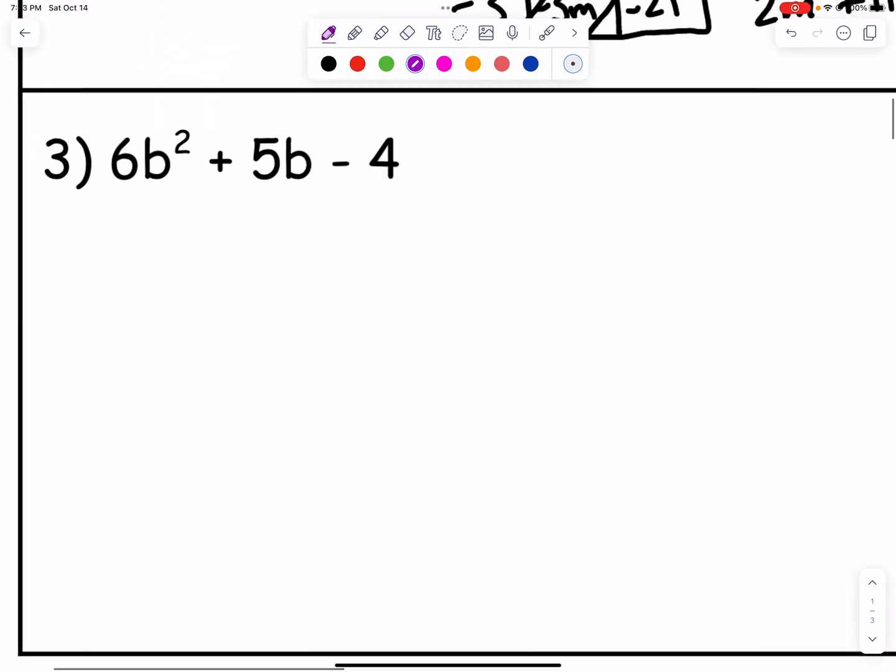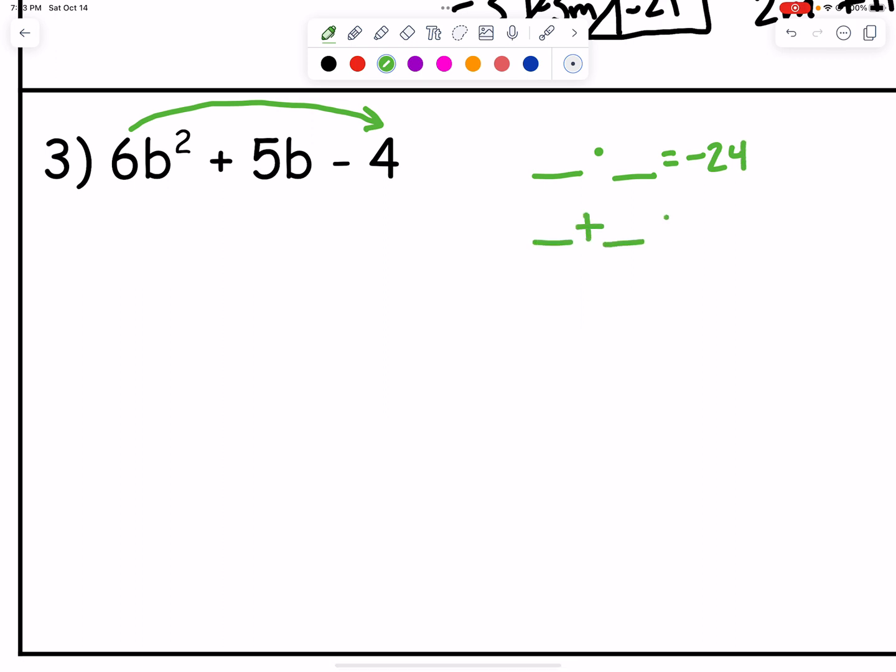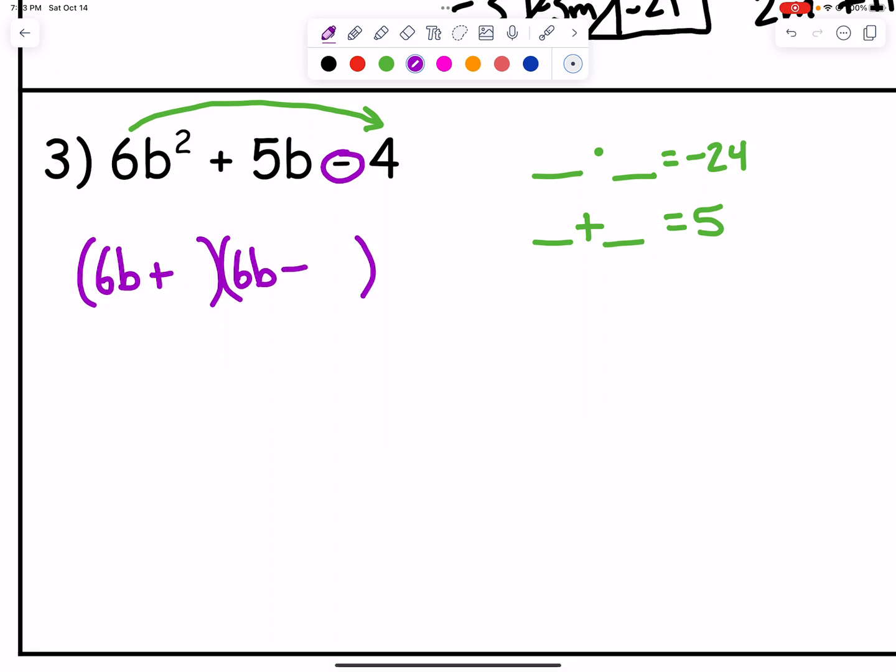So number 3 has 6b squared plus 5b minus 4. So we don't have a greatest common factor again. Let's go ahead and multiply a times c. So 6 times negative 4 is negative 24. And then we need to add to get the middle number, which is 5. So let's get everything set up. We're going to put 6b in both parentheses. We have a negative for our last term, so our signs are going to be different. And the larger number is going to need to be the positive number. We can tell because that's the sign of b.